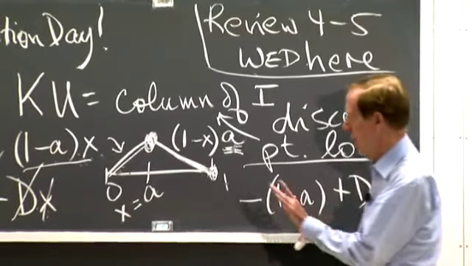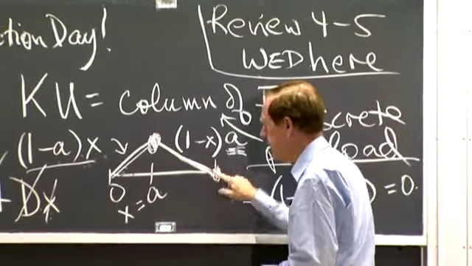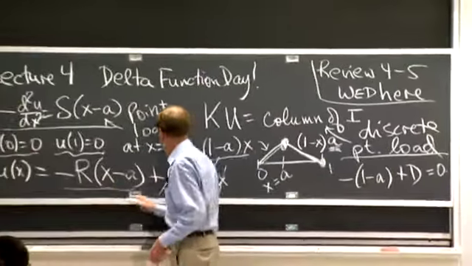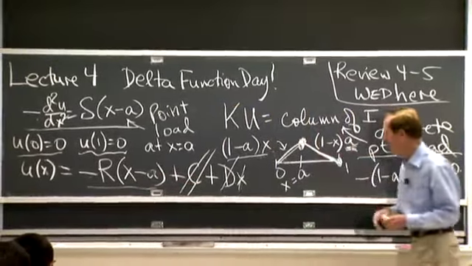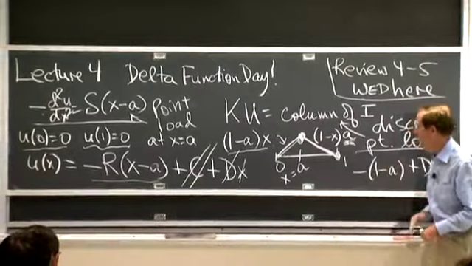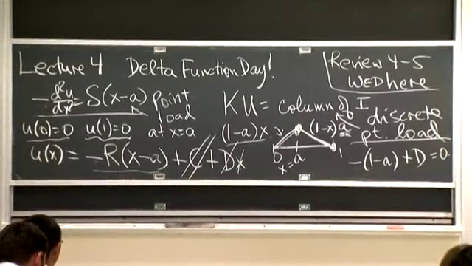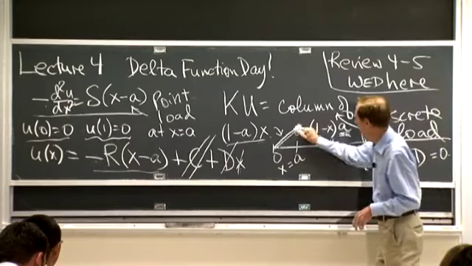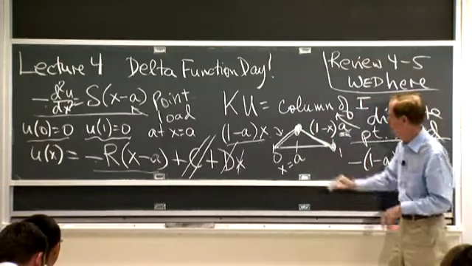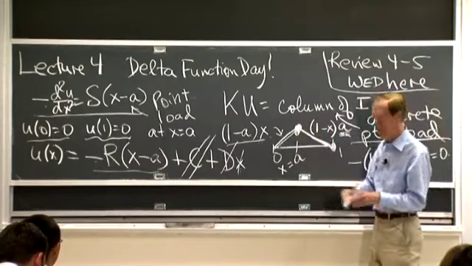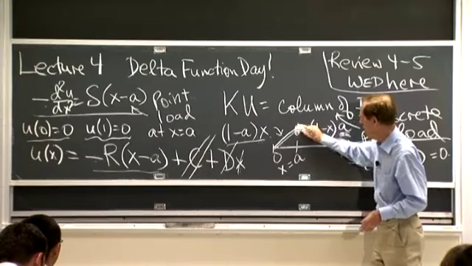We could think about this different ways. I could have got that 1 minus x from the formula. In a way, I like to get it from the picture. I see the point. What happened at that point? What are the jump conditions? This is another way to see how the delta function works. What are the jump conditions?